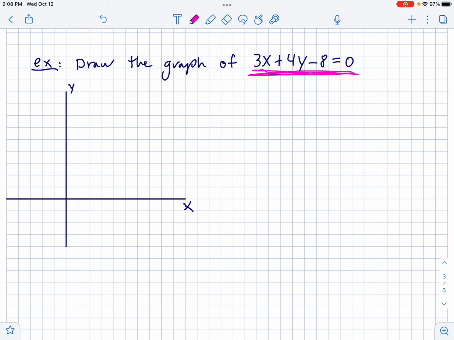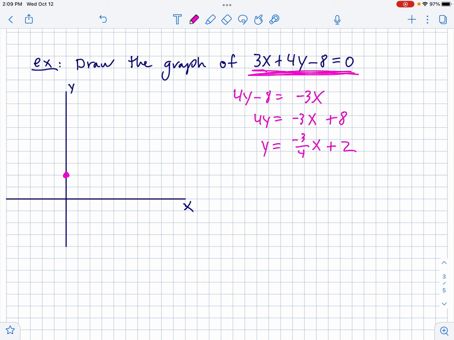So I'll start by subtracting 3x from both sides. So we get 4y minus 8 is equal to negative 3x. Then I want to get the y by itself, so we'll add 8 to both sides and get 4y is equal to negative 3x plus 8. Then to get y by itself, you divide by 4, so you get y is equal to negative 3/4 x plus 2.